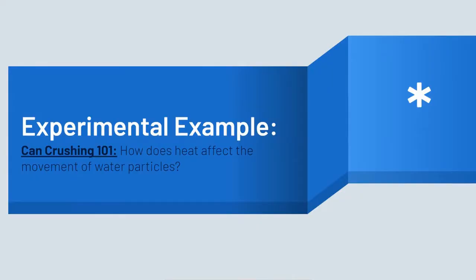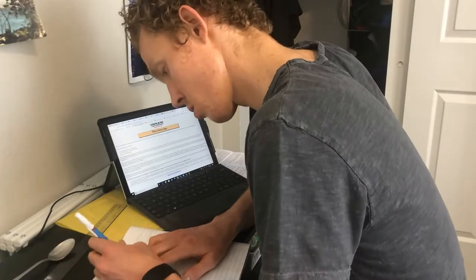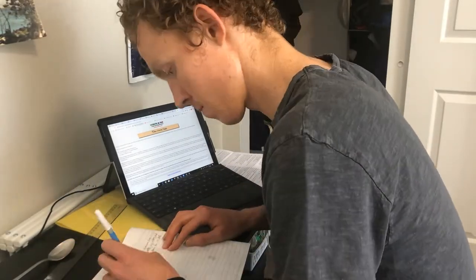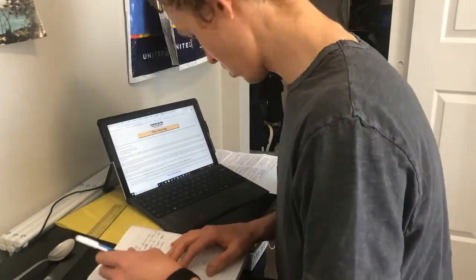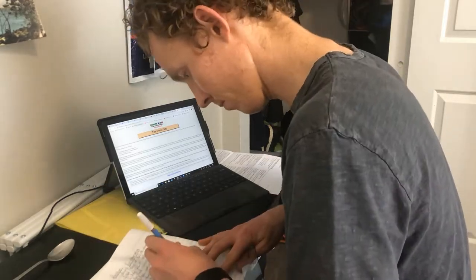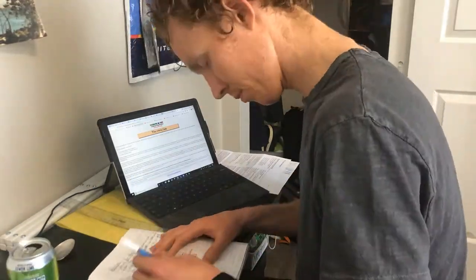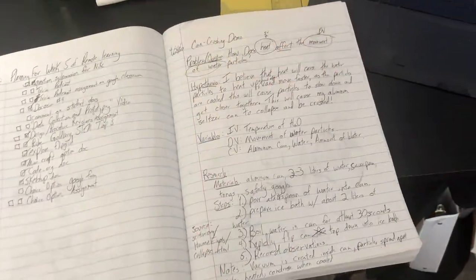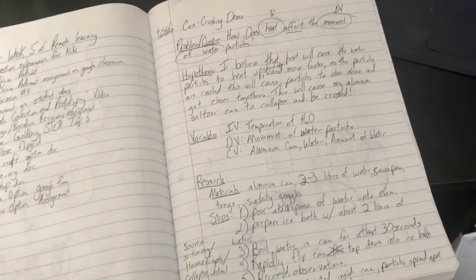Let's take a look at our experimental example. Can Crushing 101. How does heat affect the movement of water particles? Once again, I got to work making some pre-observations and recording some notes and writing down my procedure. So we're going to take a look at my notebook.